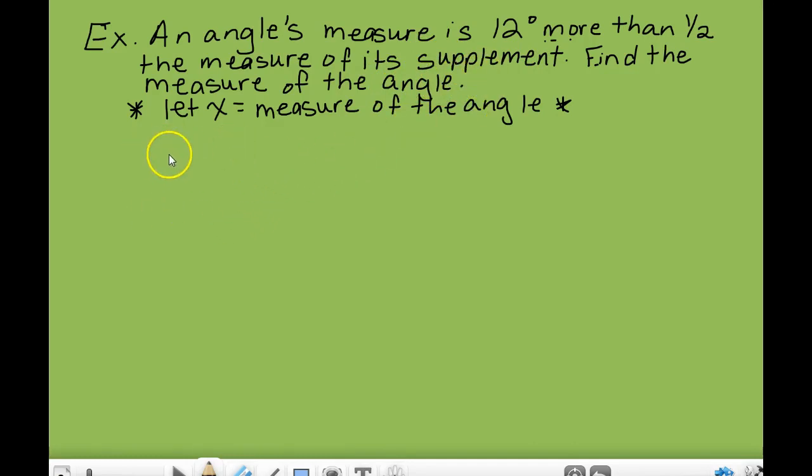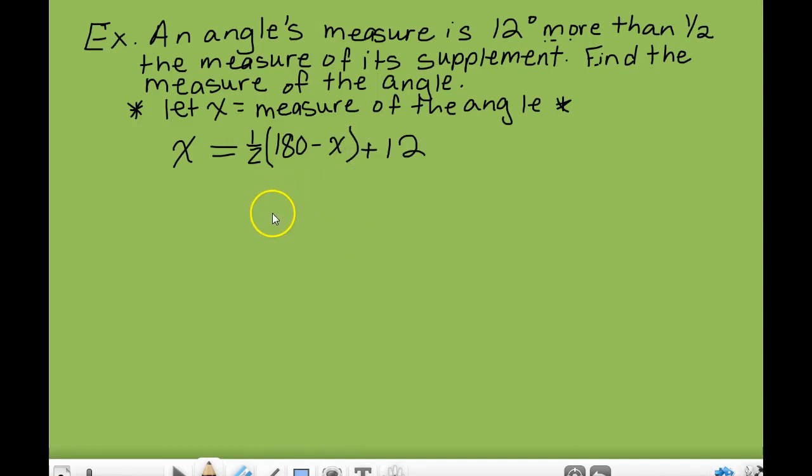All right, so let's see. An angle's measure. We let x equal the measure of the angle. So an angle's measure is 12 more. So we know it's going to be plus 12 because it's 12 more than half the measure of its supplement. So if the angle is x degrees, the measure of its supplement is 180 minus x.